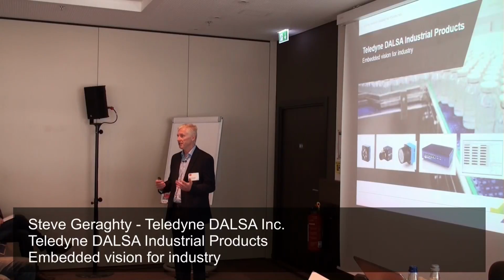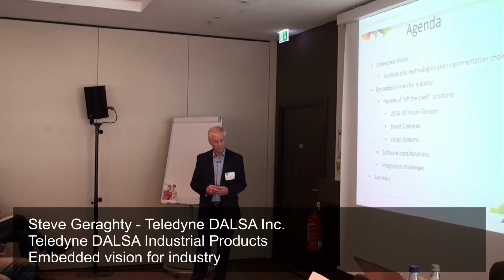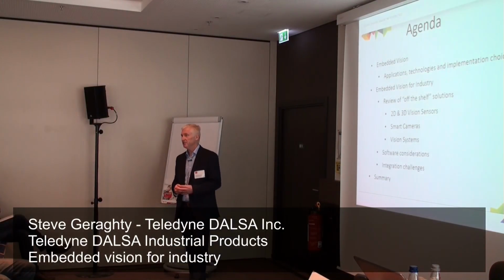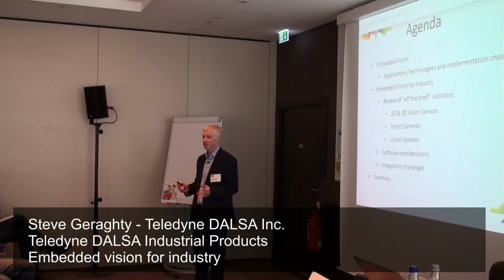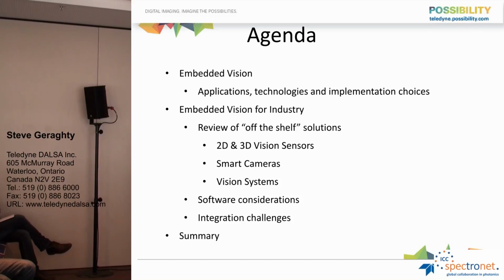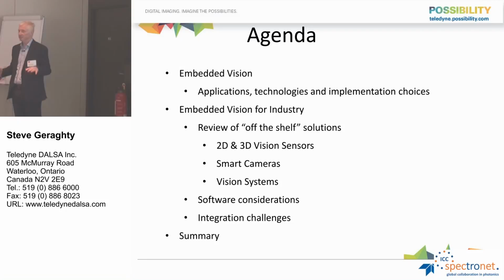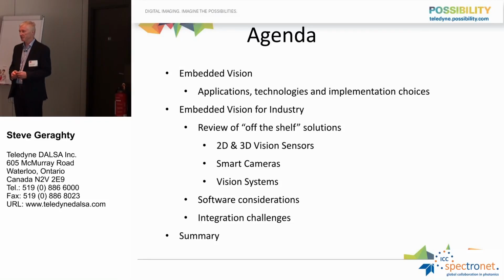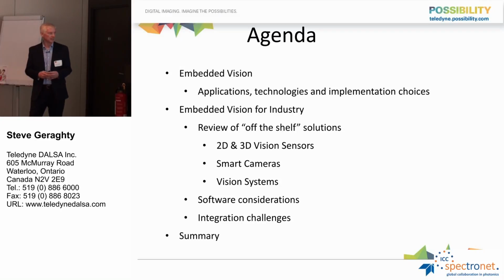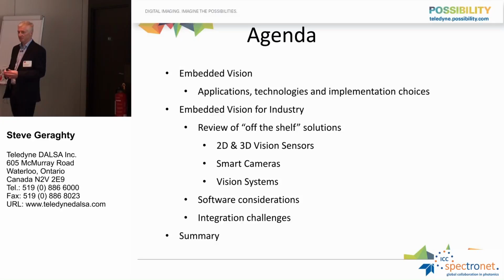So what I'm going to run through here is a quick discussion on embedded vision solutions for industry. We're going to talk about some of the usage applications, some of the technologies involved, and some of the implementation choices. And then we're going to focus in on more of the industrial options available to you, from smart cameras to embedded vision systems, and then end up talking about some software and integration considerations that you should definitely think about before you buy a vision solution.